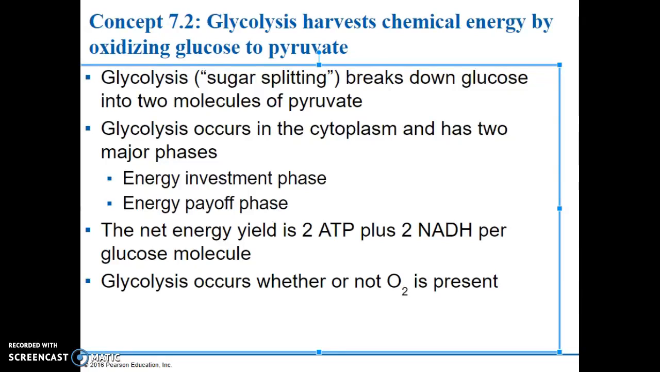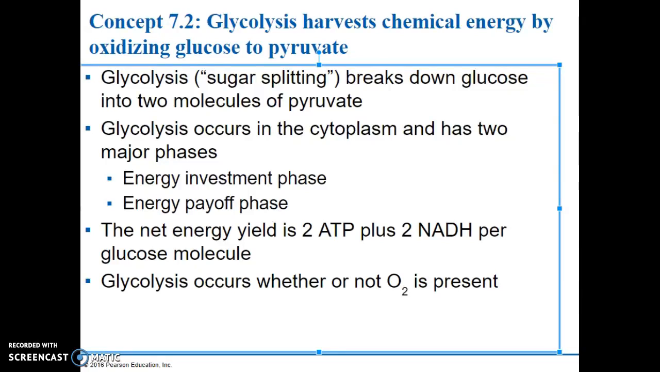Today I'll be talking about concept 7.2, which is how glycolysis harvests chemical energy by oxidizing glucose to pyruvate. So first of all, glycolysis is also known as sugar splitting because that's exactly what it is. It breaks down glucose into two molecules of pyruvate. Glycolysis occurs in the cytoplasm and has two major phases: the energy investment phase and the energy payout phase.